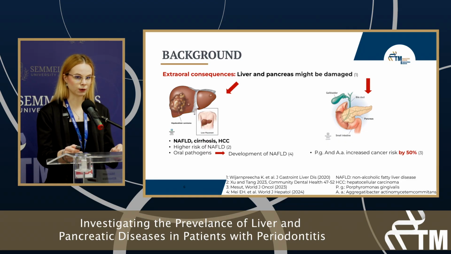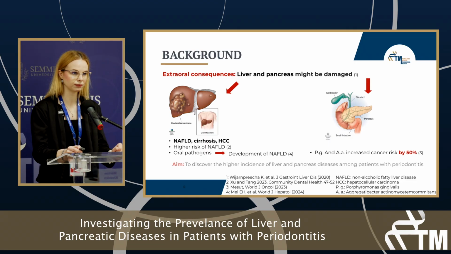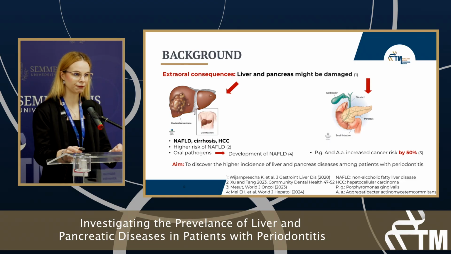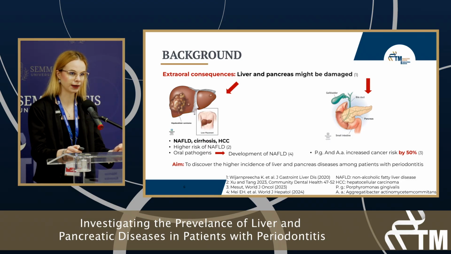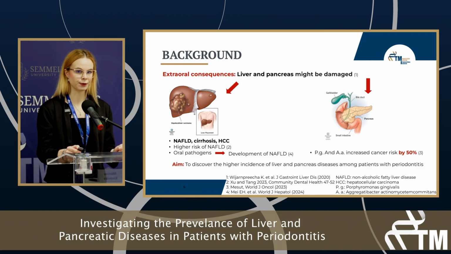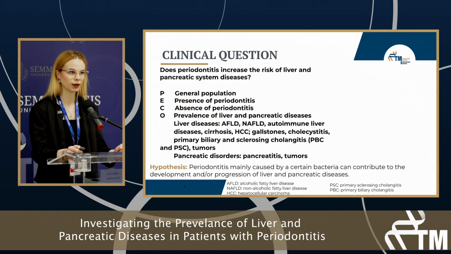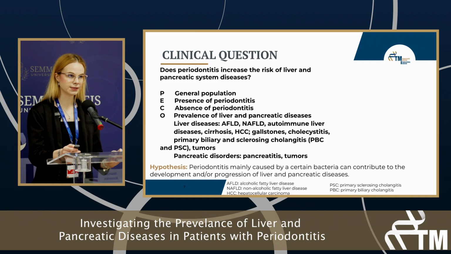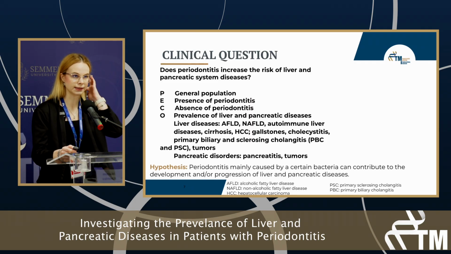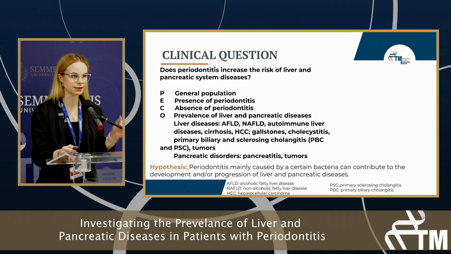Oral bacteria can also affect the pancreas. So presence of Porphyromonas gingivalis and Aggregatibacter actinomycetemcomitans increase the cancer risk by 50%, suggesting that oral bacteria contribute to the development of cancer. So our aim is to discover the higher incidence of liver and pancreas diseases among patients with periodontitis. So what we want to know is, does periodontitis increase the risk of liver and pancreatic system diseases?